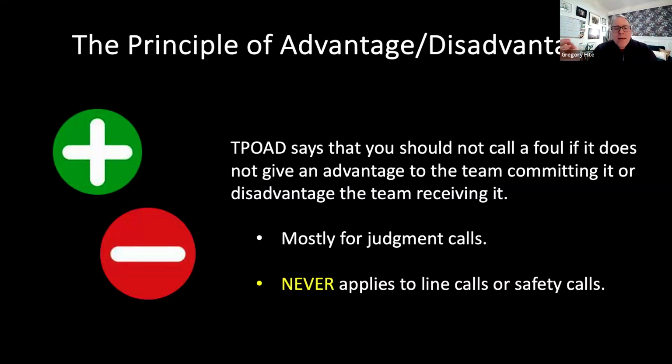It never applies to safety calls. Like, we're never not going to call a safety call. But for a lot of these, should we blow the whistle immediately? There was no advantage. There was no disadvantage. Play continues. Why would we stop it to give the ball to the person that already has the ball?